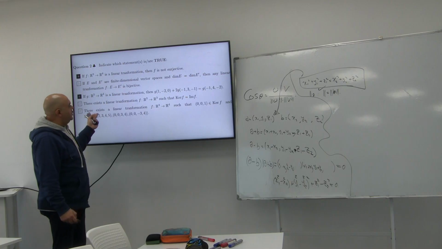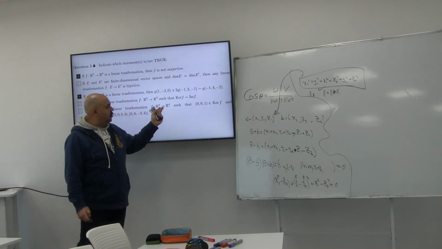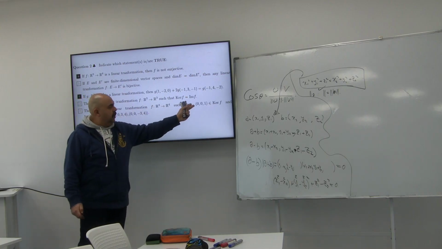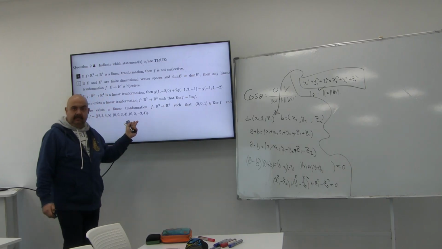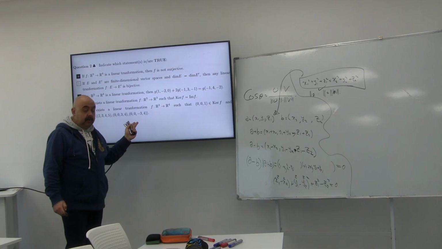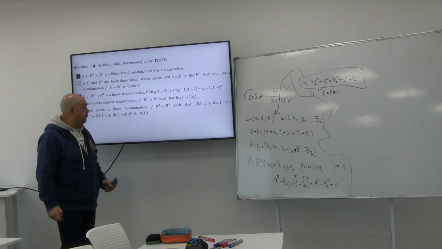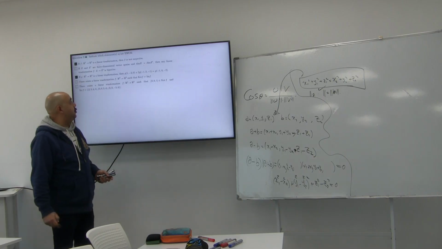There exists a linear transformation R3 into R4 such that (0, 0, 1) belongs to the kernel, and the image of F is given by this span or this basis of R4. This also will need extra work.